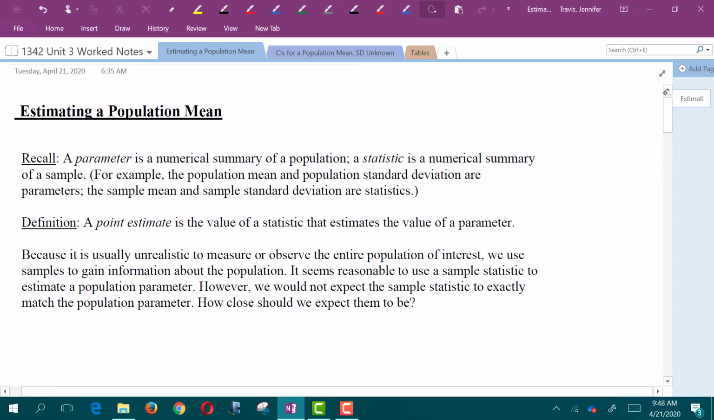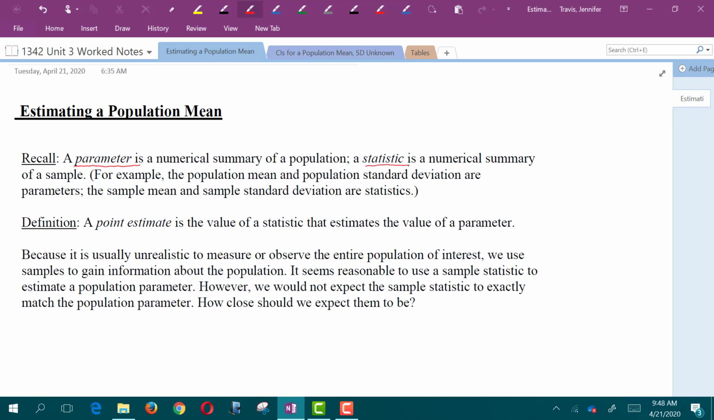Okay, let's talk about estimating a population mean. A little bit of review of terminology. A parameter is some kind of numerical summary that has to do with the whole population, for example, the population mean. A statistic, on the other hand, is a number that represents a sample, so perhaps the sample mean.